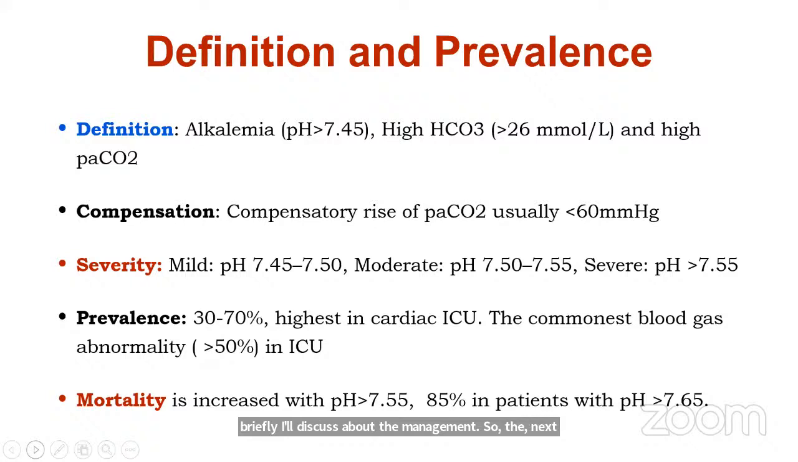Metabolic alkalosis is, I think, the most ignored part in the blood gas analysis. When the pH is more than 7.4, we become so relaxed, thinking it is absolutely normal, and we hardly do any intervention for that. But metabolic alkalosis itself is a significant problem. It is the most common blood gas abnormality in ICU patients. The prevalence is reported up to 70% of patients, and the highest prevalence is seen in cardiac ICU patients.